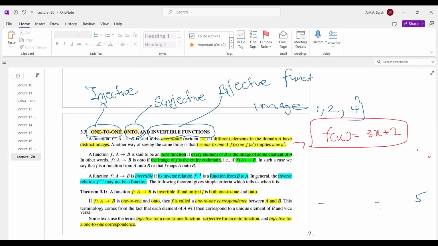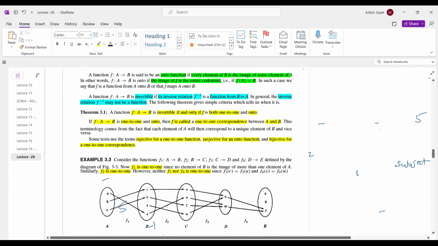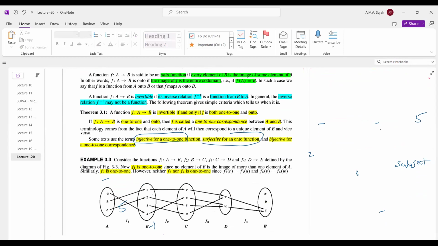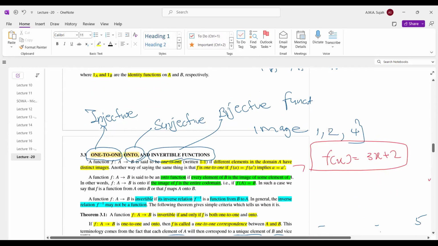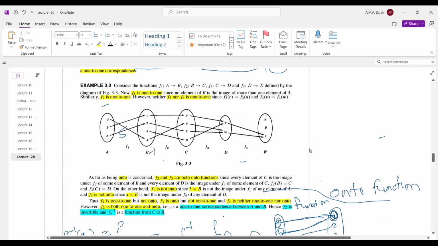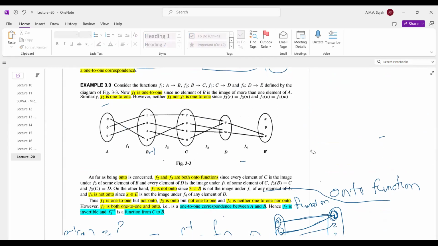One-to-one is an injective function. Onto is a surjective function. Inverse function we can call bijective functions. These are the different names, right? So if I ask about an injective function, you need to understand I'm asking about one-to-one. If I ask about a surjective function, you need to know I'm asking about onto. If it is a bijective function, I'm asking about the inverse function. They have different names as well, right? Okay. Then we will look at an example, right?